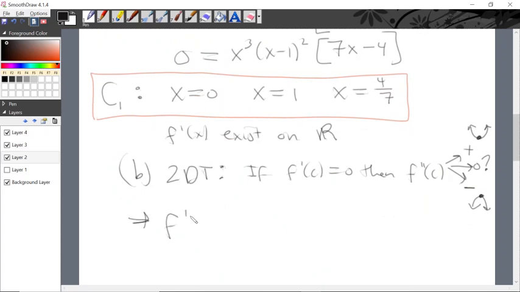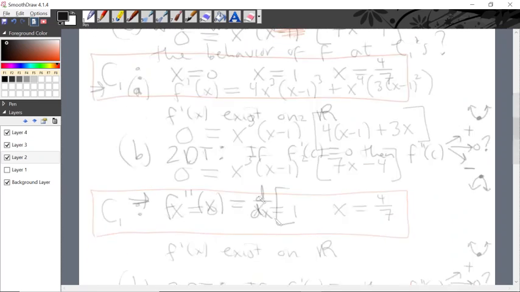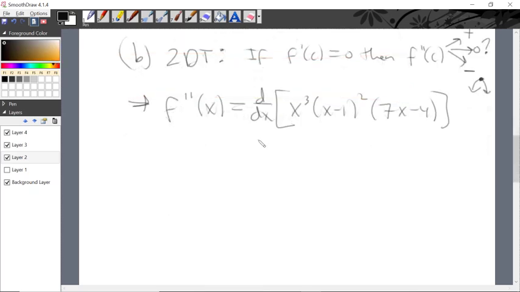So we have f double prime of x that we need to evaluate now. That is the first derivative of f prime. So the derivative of that, x cubed times x minus 1 squared times 7x minus 4. If we were to take the derivative of this product of three functions, we would have to apply the product rule twice. And we could do that.